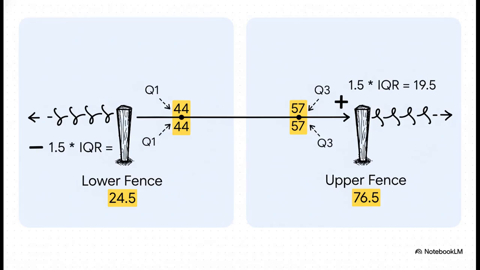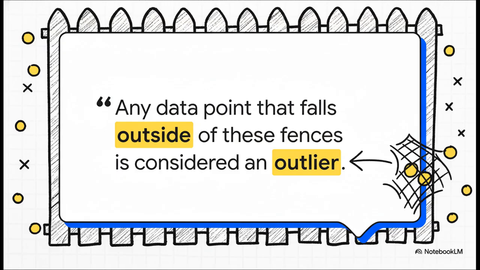Here's how we do it. For the lower fence, we take Q1, that's 44, and subtract 1.5 times our IQR. So that's 44 minus 19.5, which gives us 24.5. For the upper fence, we take Q3, 57, and add 1.5 times the IQR. So that's 57 plus 19.5, which gives us 76.5. And that's it. That is the golden rule of this whole investigation. Our boundaries are set. Any number in our data that is less than 24.5 or greater than 76.5 is officially an outlier. The trap is set. Now, let's see what we caught.